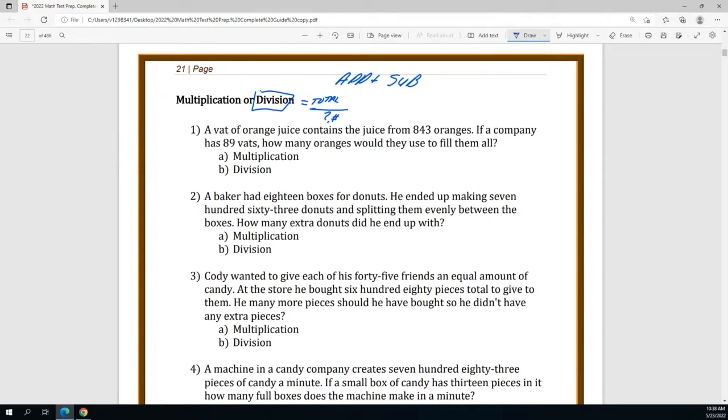For instance, number 2. Look at number 2. Number 2 states that a baker had 18 boxes for donuts. He ended up making 763 donuts and splitting them evenly between the boxes. How many extra donuts did he end up with? So if we have a total of 763 donuts, and we need to split that, 763 is my total.